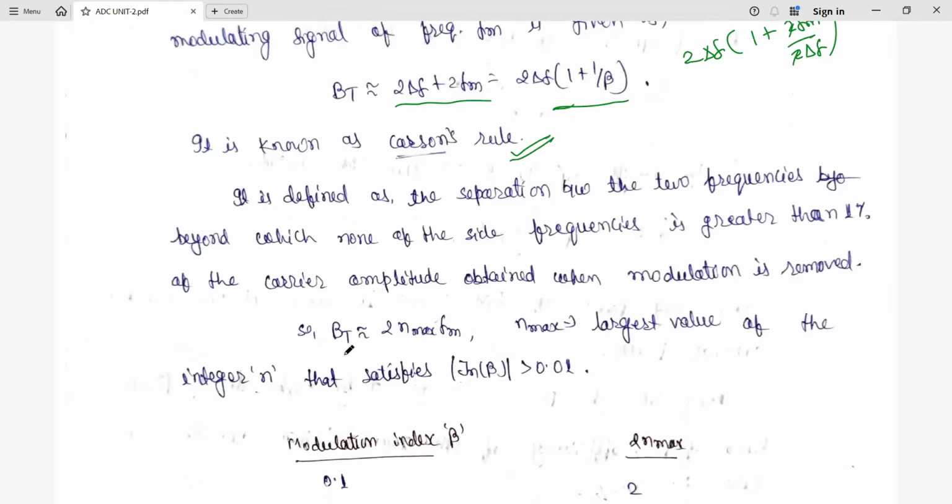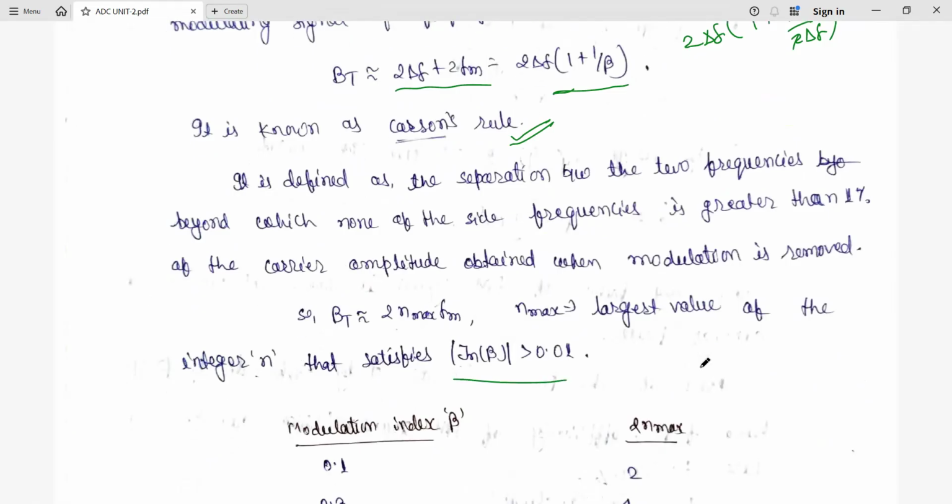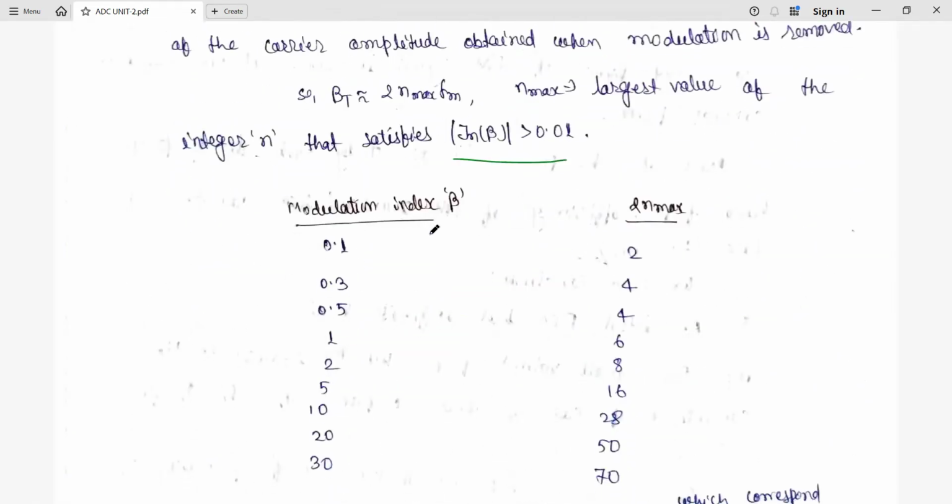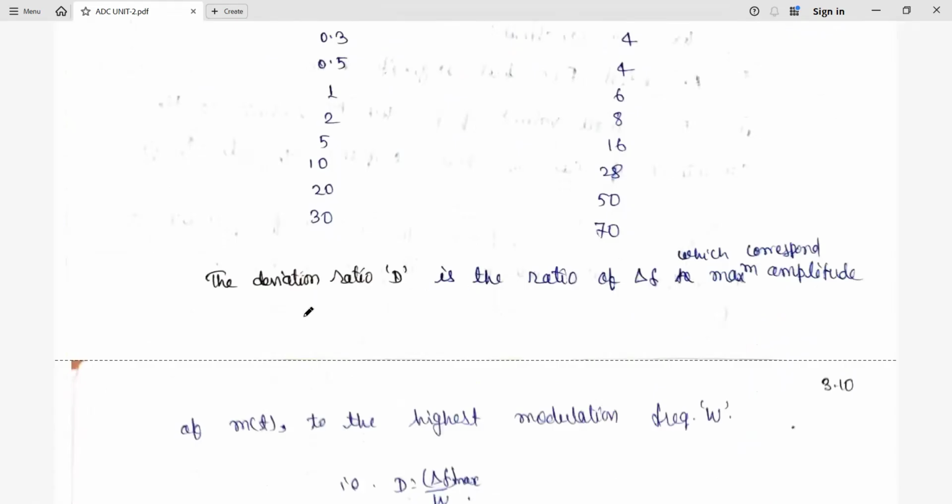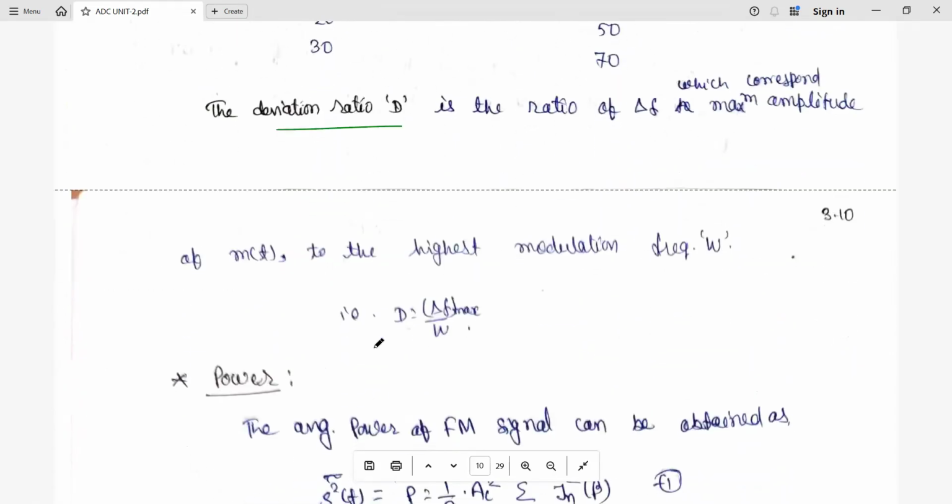Here again, beta can be approximated as 2 n max fm, where n max is the largest value of the integer n that satisfies this Bessel function. Now you have different modulation values, that is, the beta value is different. What is the 2 n max value? This is only for understanding purposes. Then we have the deviation ratio D. It is the ratio of del f, which corresponds to the maximum amplitude of m(t), to the highest modulation frequency. So that is also important. D is del f max by W.